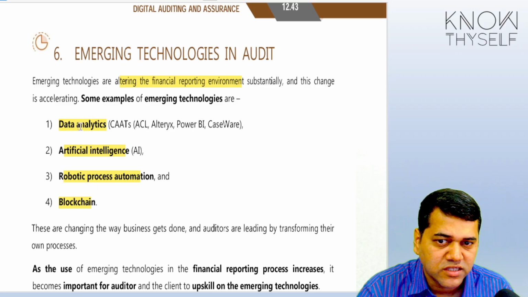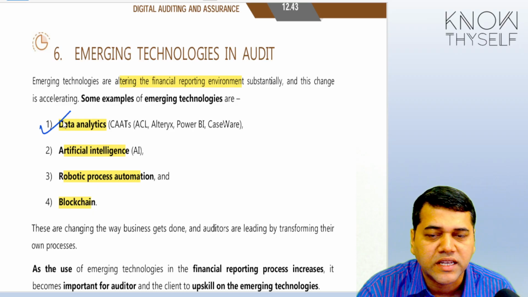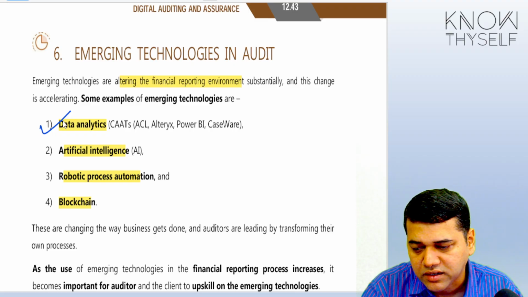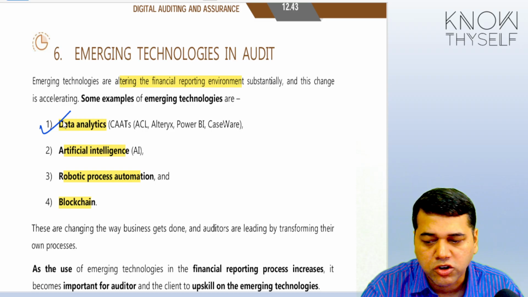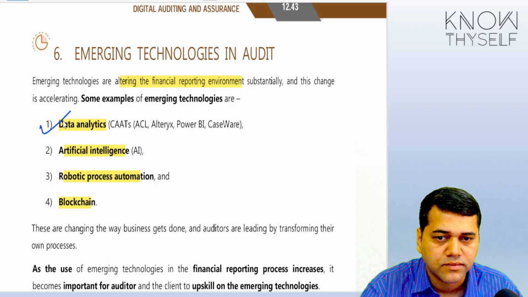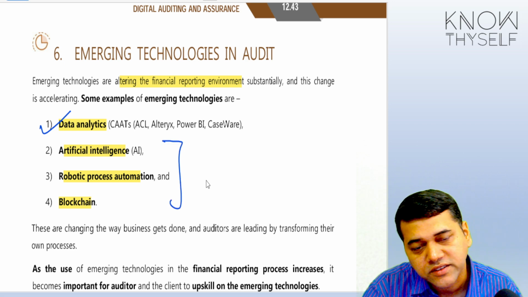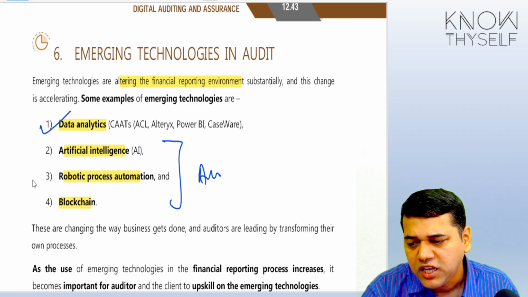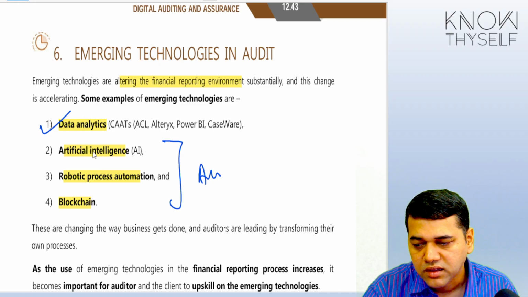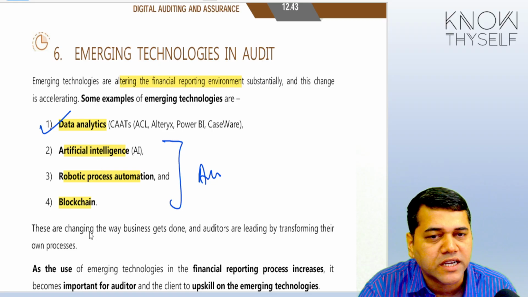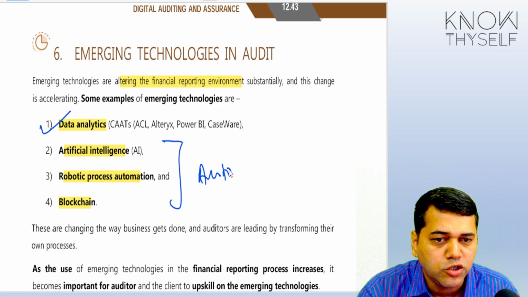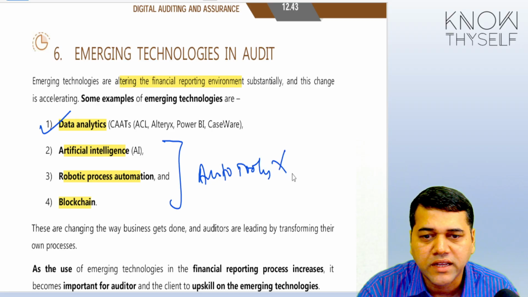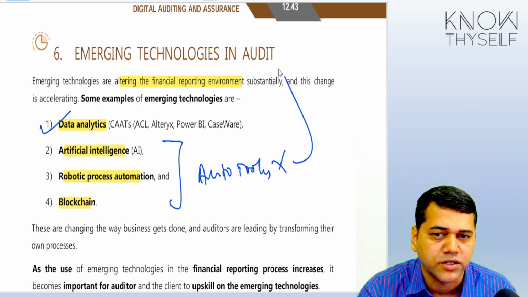But in this section, they spoke only about data analytics, and they created one more section after this data analytics section, which they called automated tools in audit. They discussed these topics in the automated tools section, but you can remove that heading and we can talk about the same emerging technologies in audit. We will club it under one category. Instead of automated tools in audit, we will call it emerging technologies in audit.